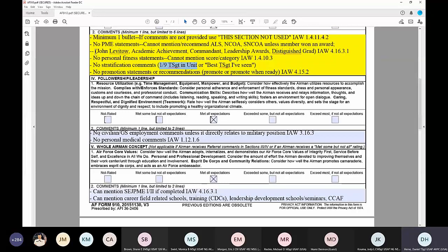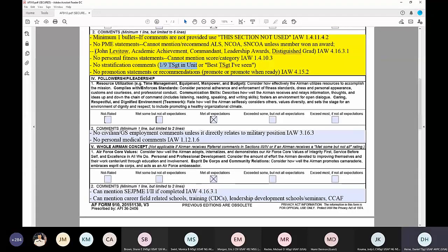They cannot have civilian or GS employment comments unless they directly relate to the member's military position. So if the member is a GS civilian during the week and does drill on the weekends, unless they directly relate their GS employment to their military employment, they cannot have comments. So for example, if the member is a personnelist in a GS position, but during drill or AT, they work security forces, because they don't relate to each other, they cannot mention the member's GS position on the report.